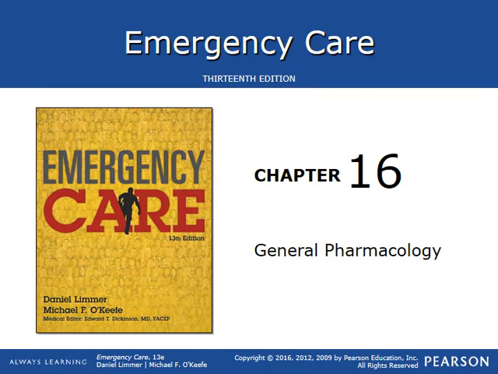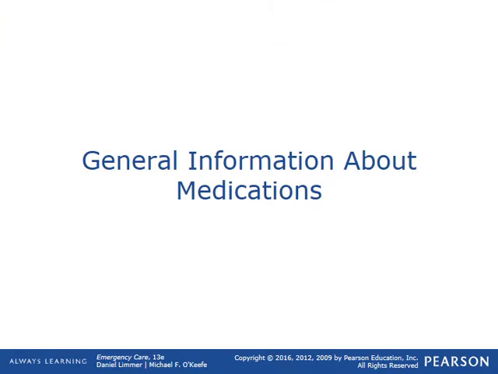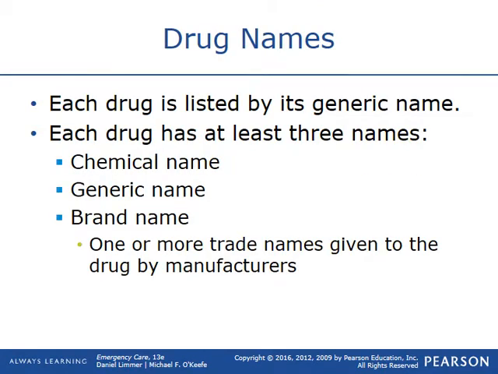Chapter 16, Emergency Pharmacology. So some general information about drugs that you need to know is about drug names. Each drug is listed by its generic name, and each drug has at least 3 different names: its chemical name, its generic name, and its brand name, which is one or more trade names given to the drug by the manufacturers.